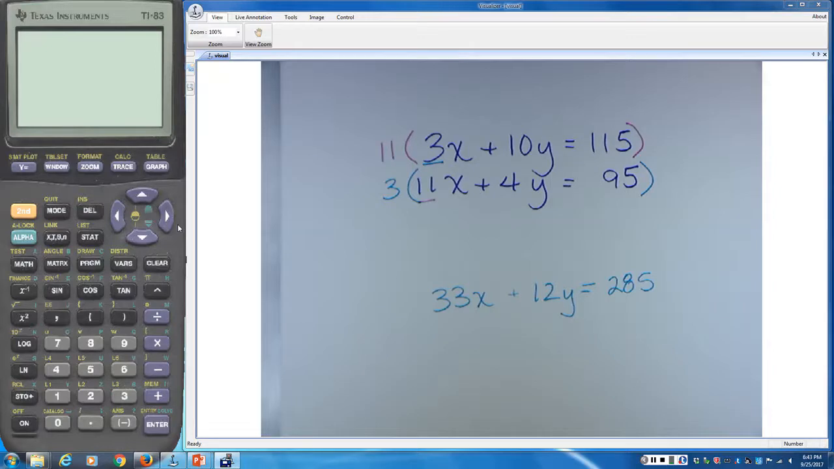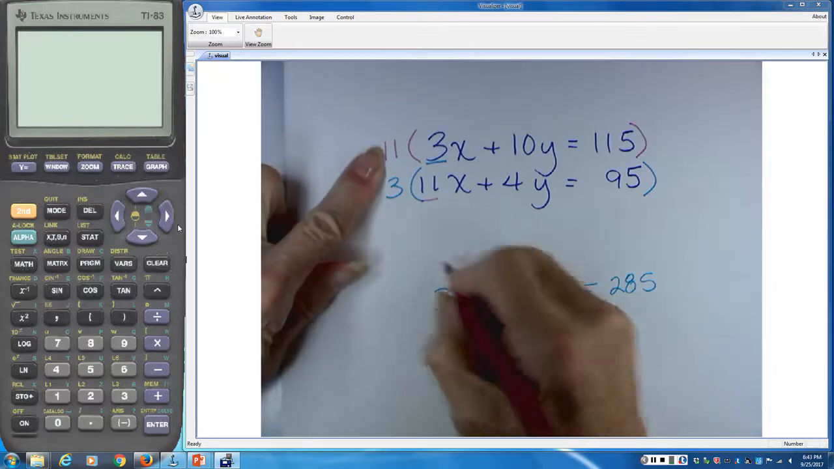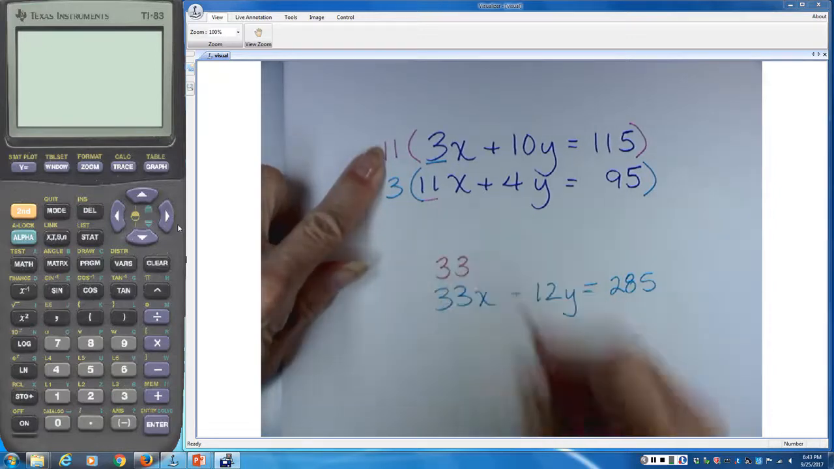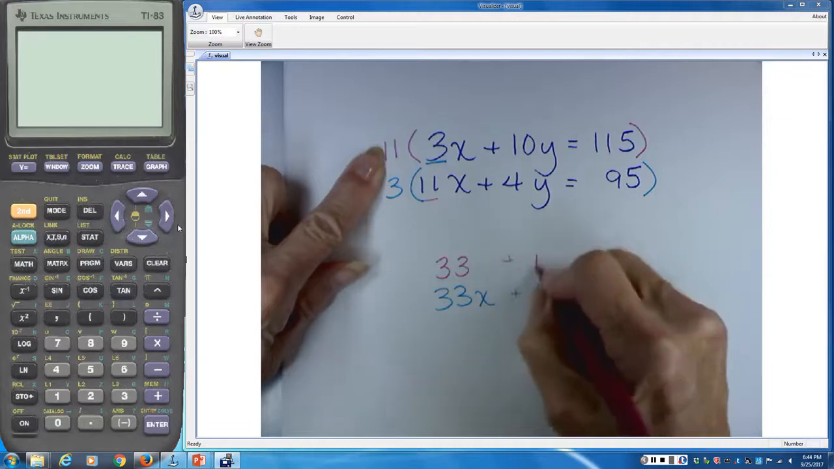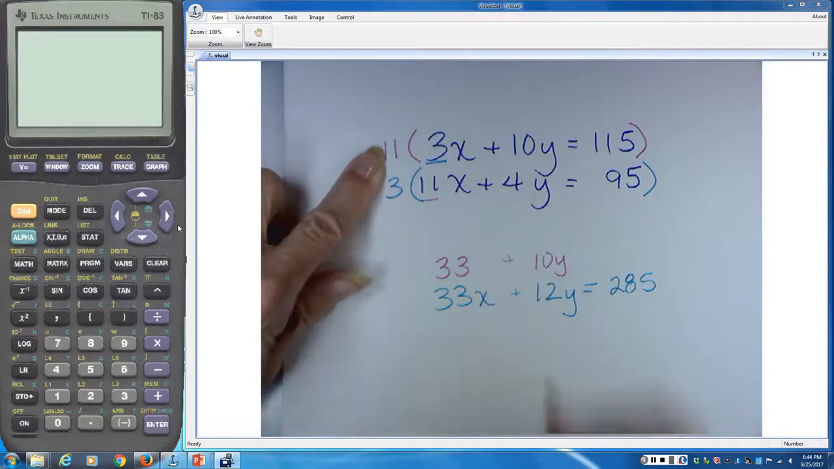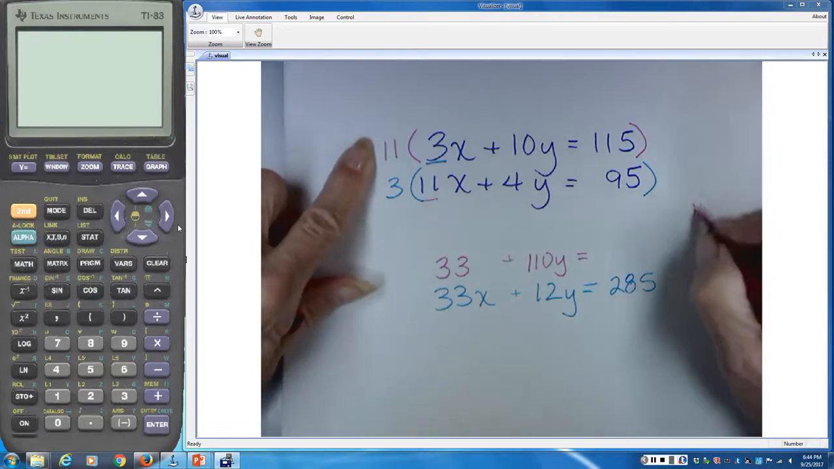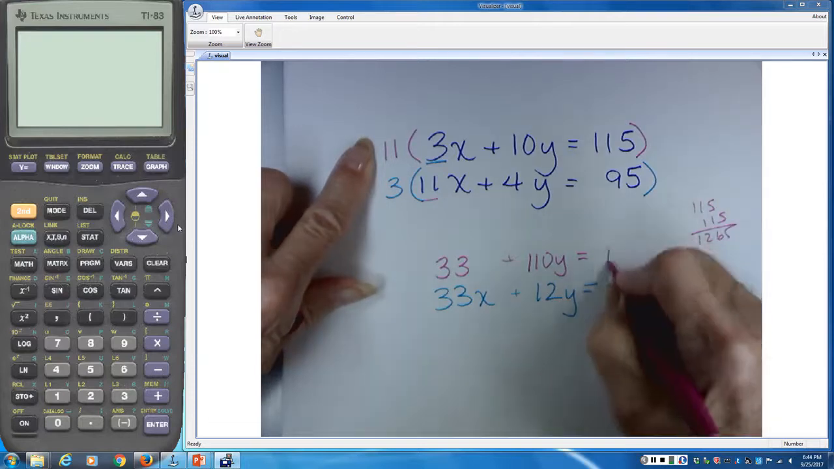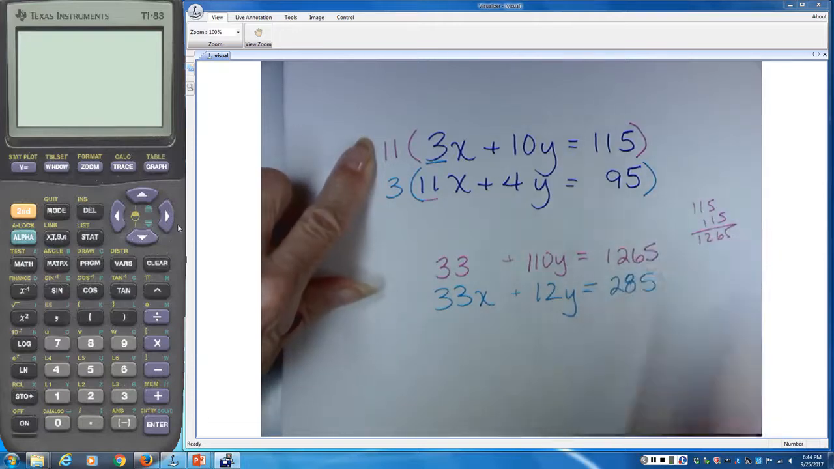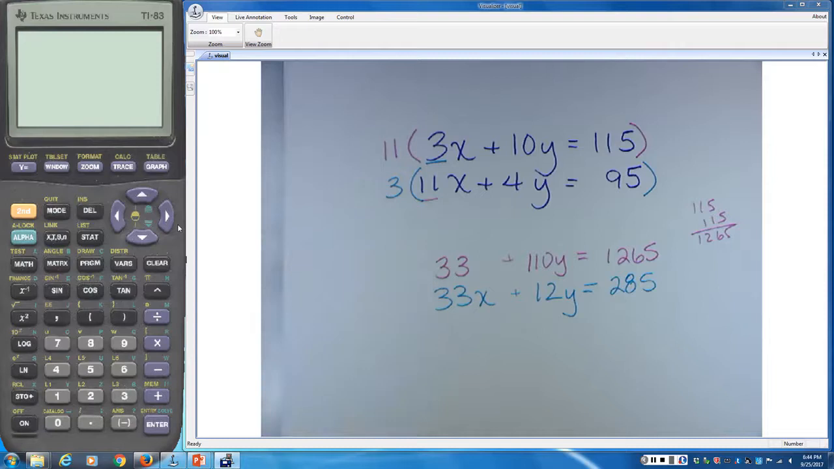Okay. And then when I do the first one, it's 11 times 3 is again 33x plus 11 times 10 is 110y equals 1265. That's right. Now, nobody dies because nobody cancels each other out.